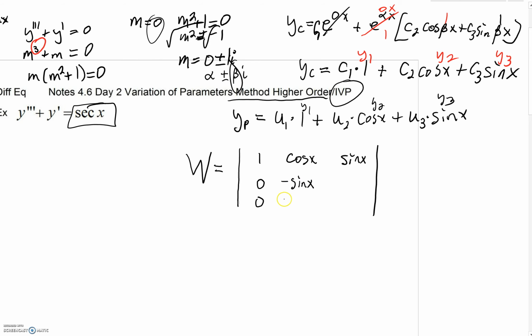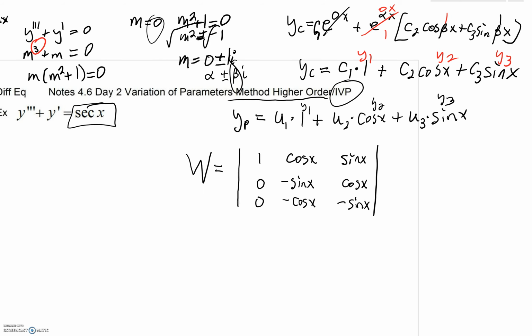The derivative of negative sine of x is going to be negative cosine of x. Derivative of sine is cosine, and the derivative of cosine is negative sine. Now, to get our 3 by 3 determinant, you may definitely use your TI-89.